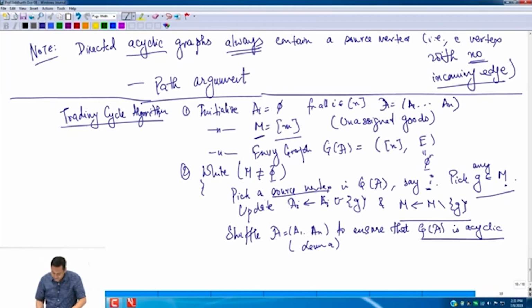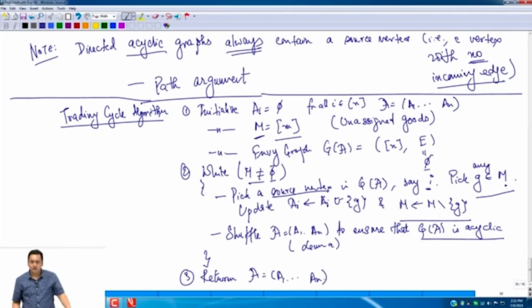Once I have acyclicity, it means that this particular step here can always be successfully executed. An acyclic graph will necessarily have a source vertex, so the algorithm will march on, and finally, when this set becomes empty, I've assigned all the goods. I in fact have a full allocation, not a partial allocation. Just return it. Super elegant. A piece of art here.